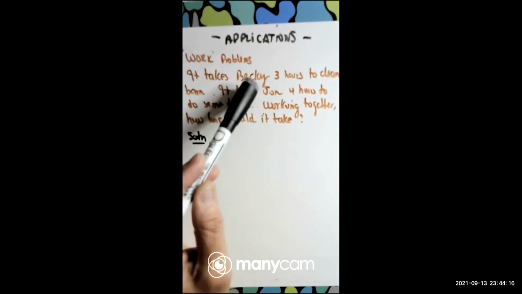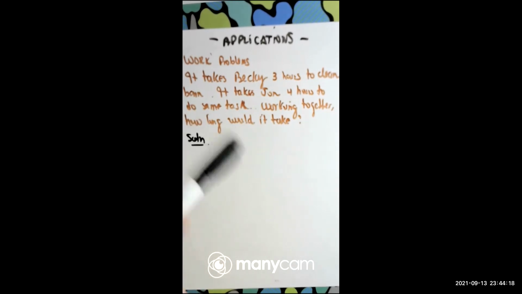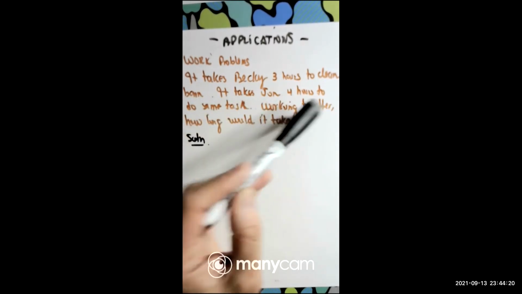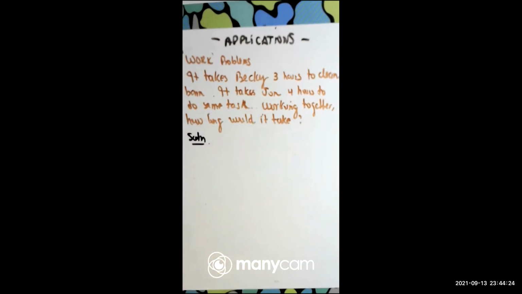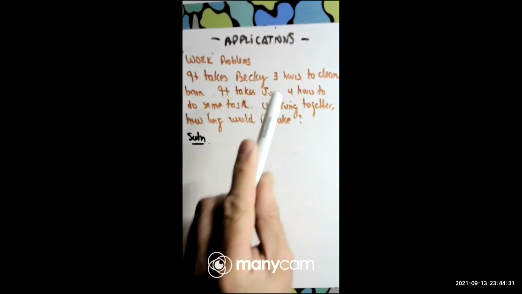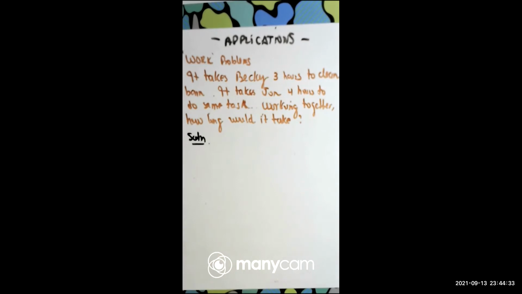It takes Becky 3 hours to clean the barn. It takes John 4 hours to do the same task. Working together, how long would it take? Okay, so Becky alone, in order for her to complete the task, takes 3 hours. John takes 4 hours. Working together, how long?